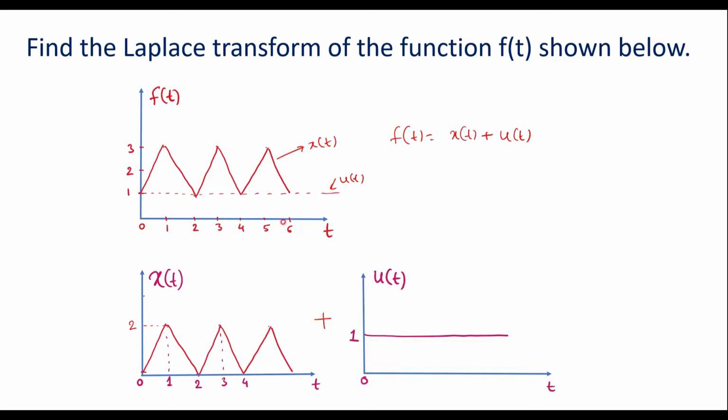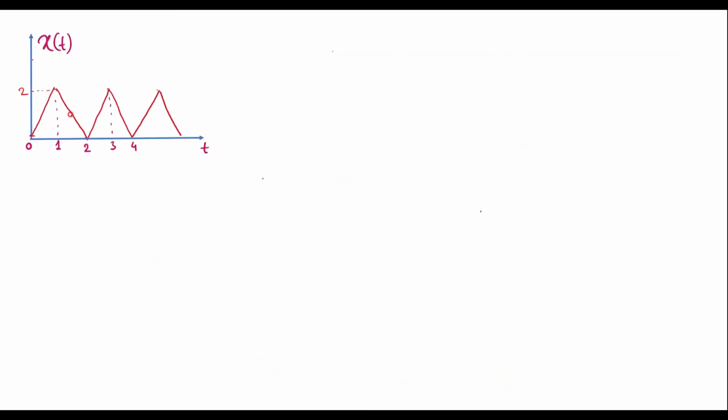Now to find the Laplace transform of f of t, first we'll find the Laplace transform of x of t signal, then we'll find the Laplace transform of u of t signal. By adding these two, we will get the Laplace transform of the f of t signal. Let us find the Laplace transform of x of t signal. Now we'll try to find the Laplace transform of x of t.